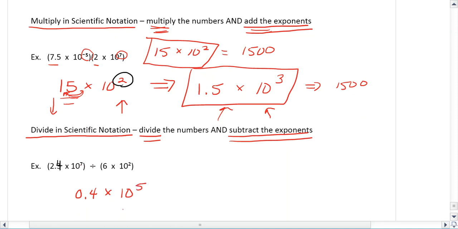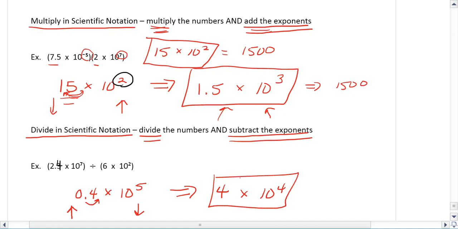This is the correct answer to the division, but it is not in proper scientific notation because we don't have a number in front of the decimal. The 0 doesn't count. So we need to move the decimal one place over, and we're making the 0.4 into the number 4. So we made this bigger. And if we made this number bigger, we have to make the exponent smaller. So in scientific notation, the correct answer is 4 times 10 to the 4th.